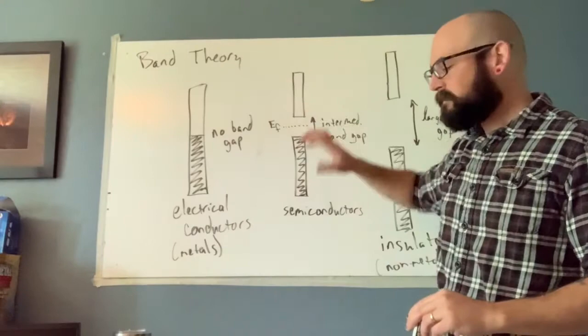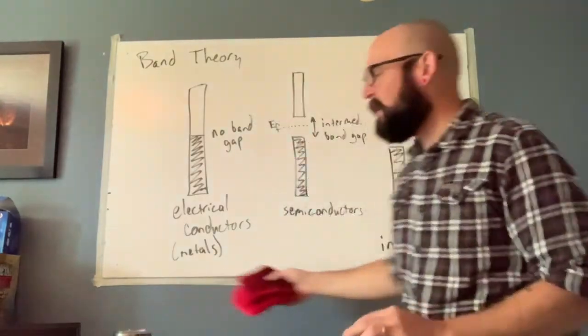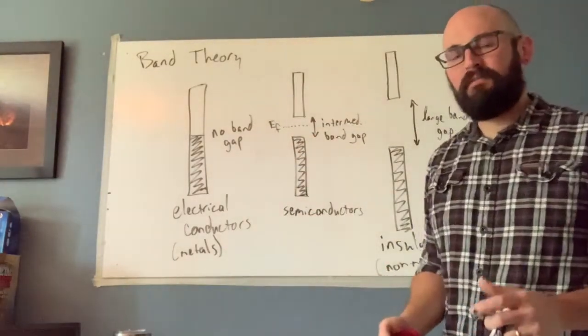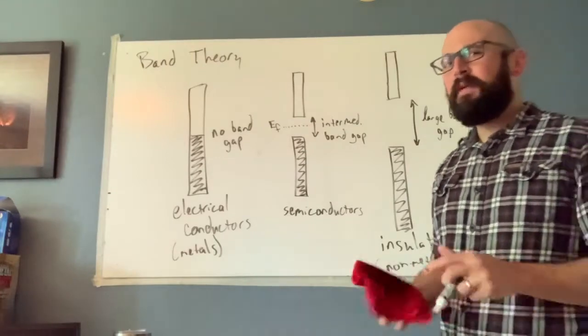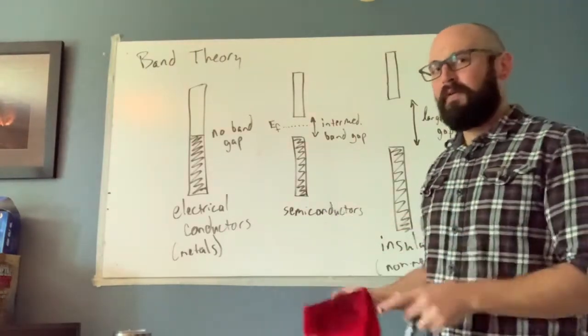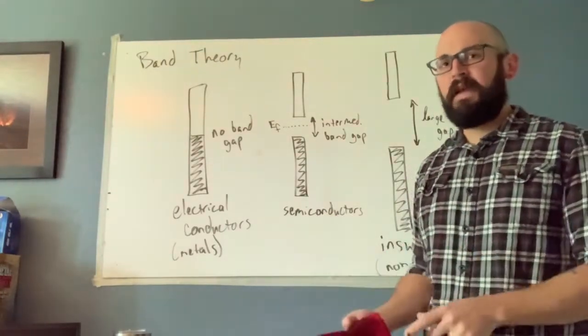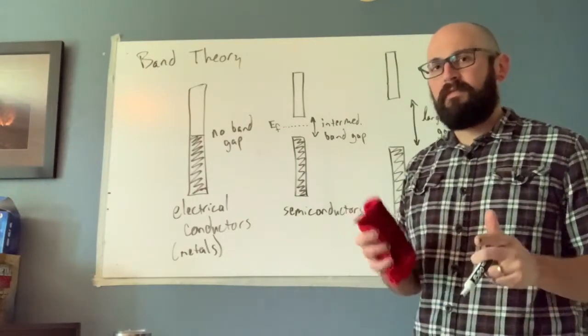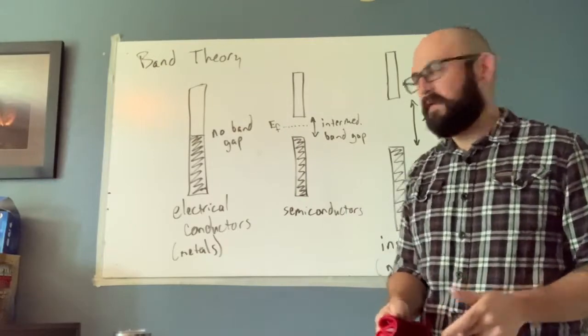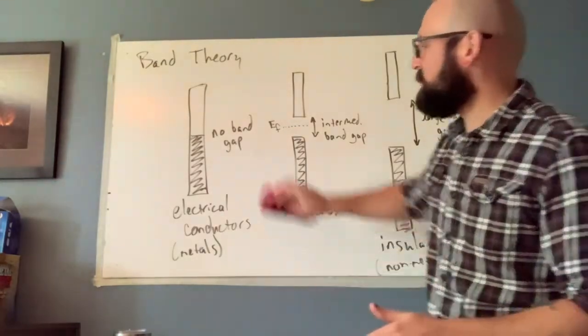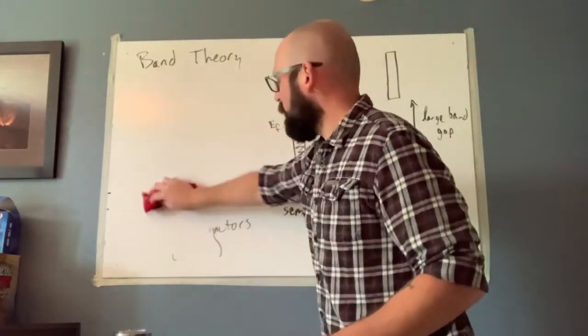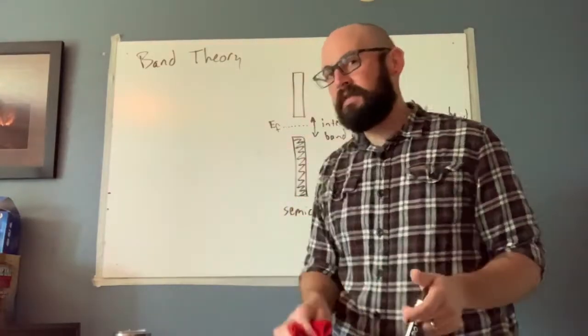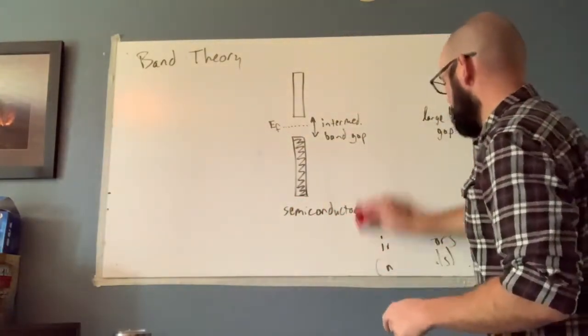We can also tune our semiconductors by doping them. And doping just means that you add a little bit of an impurity in order to change the properties of that system. There are two different types of doping methods for semiconductors. These are referred to as n-doped, or you can think of this as negatively doped systems, and p-doped systems.